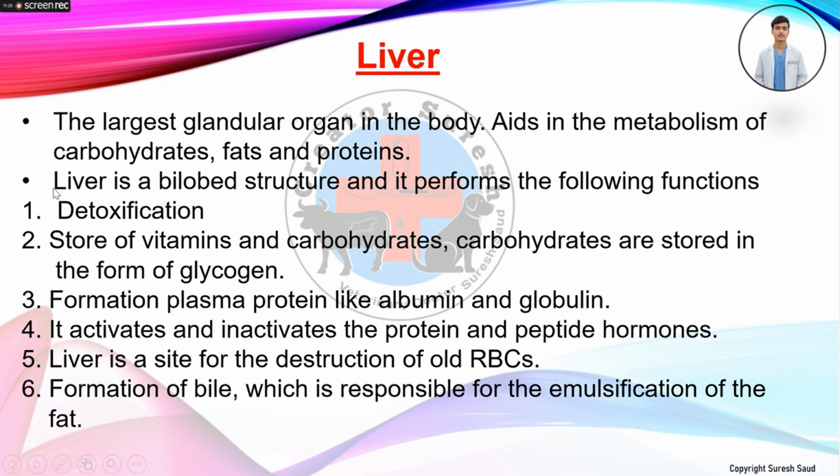proteins. Liver is a bilobed structure and it performs the following functions. 1. Detoxification. 2. Store of vitamins and carbohydrates. Carbohydrates are stored in the form of glycogen. 3. Formation of plasma proteins like albumin and globulin. 4. It activates and inactivates the protein and peptide hormones. 5. Liver is a site for the destruction of old RBCs. 6. Formation of bile, which is responsible for the emulsification of the fat.